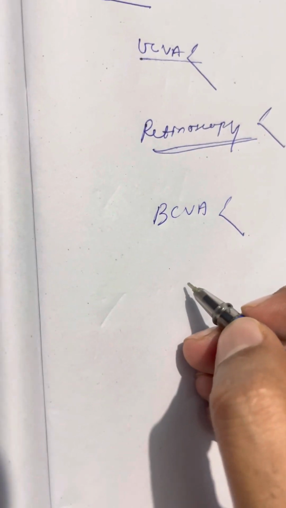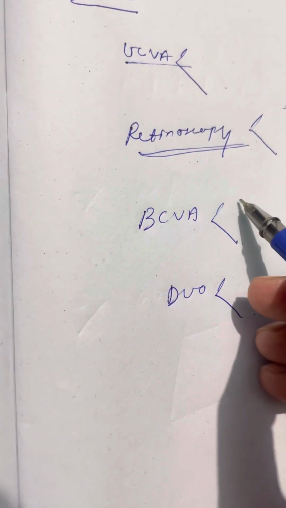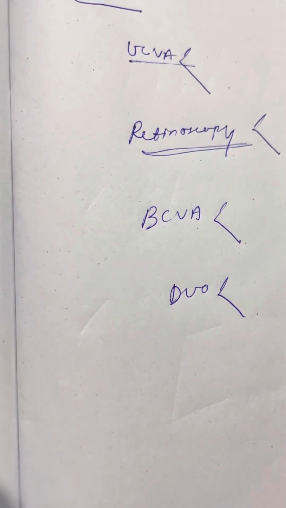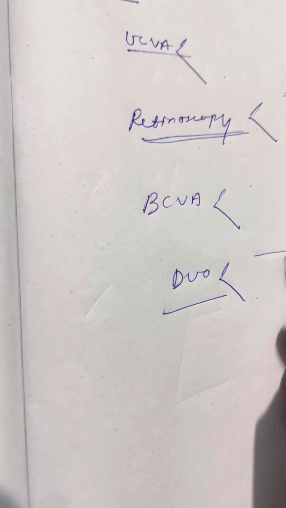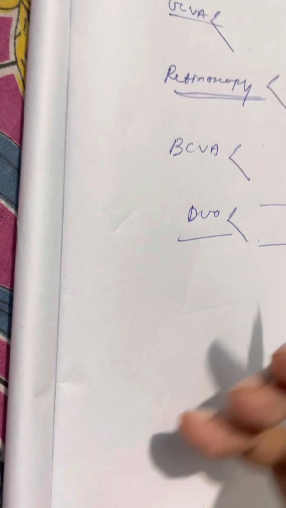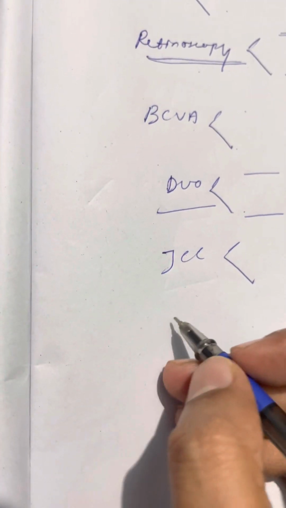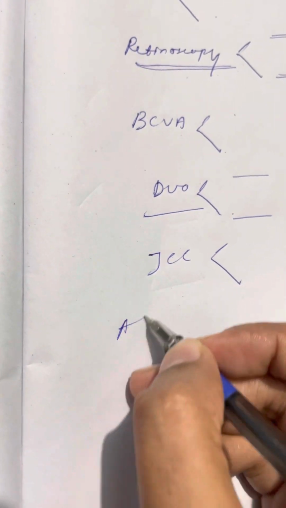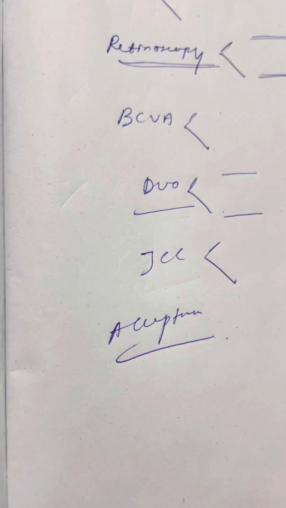And yes, of course, you have to do the diaphragm test also here. If you have spherical power in the best corrected visual acuity, then only do the diaphragm test, to check whether your refraction is correct or not, just to refine it. Or if you have cylindrical power, then do the JCC. Then you can prescribe the glass, like acceptance. You can prescribe the glass here.